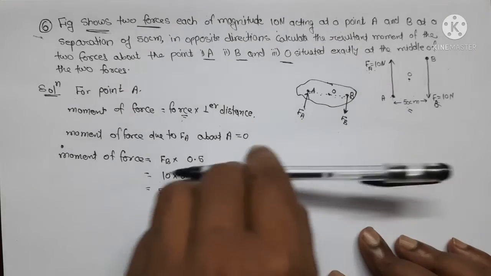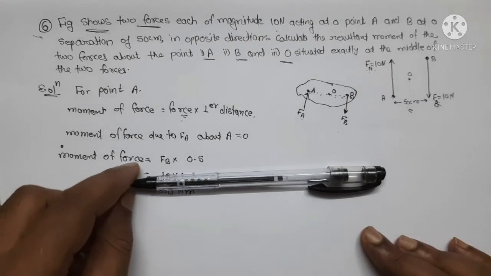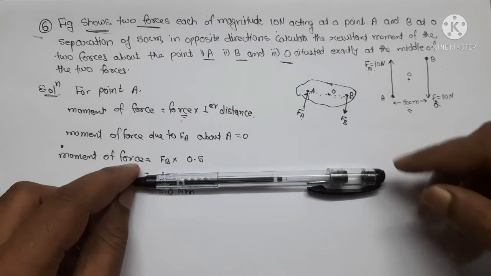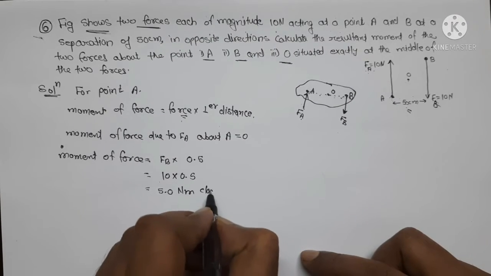Now, because this force is acting downward, what will happen? This is about A. When the force is downward, it will rotate like this, and it will be clockwise.